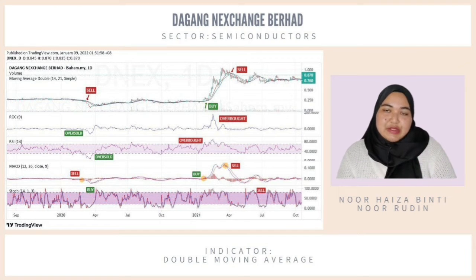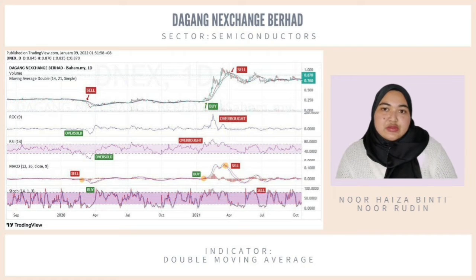I would like to explain more about the next company. Dagang Exchange Berhad is involved in communication and technology services. The first indicator used to analyze the chart is double moving average. Early in 2021, an uptrend occurred, resulting in a buy signal in a bullish trend. It is advisable for traders to enter the market at that moment.